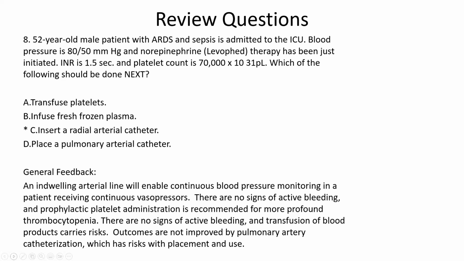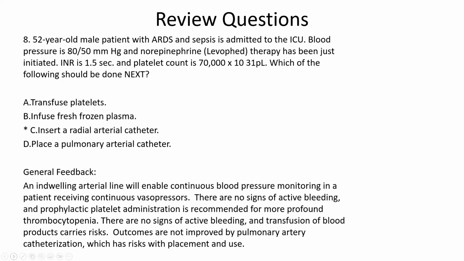Norepinephrine therapy has just been initiated. INR is 1.5. You need to know your INRs, you need to know PT, PTTs. Platelet count is 70. Normal low-end platelet count, depending upon which book you look at, is 130 to 150, up to 450 to 500. So this is low. Which of the following should be done next?